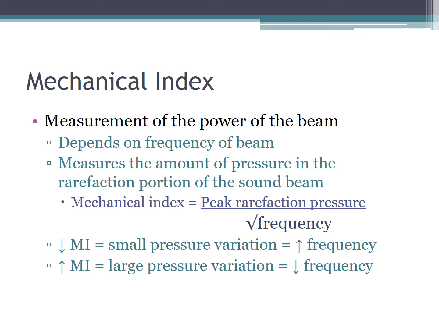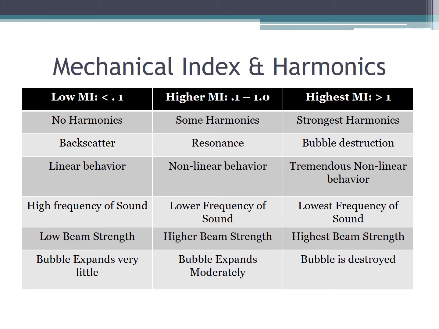When we have a lower mechanical index, we're going to have a small pressure variation, and that's going to correspond with a higher frequency. If we have a high mechanical index, we're going to have a large pressure variation, and that's going to correlate with a low frequency transducer. So it'll be important to select the appropriate frequency and set the machine to the appropriate mechanical index. Be familiar with this chart as it lays out low mechanical index versus a mid mechanical index versus a very high mechanical index.